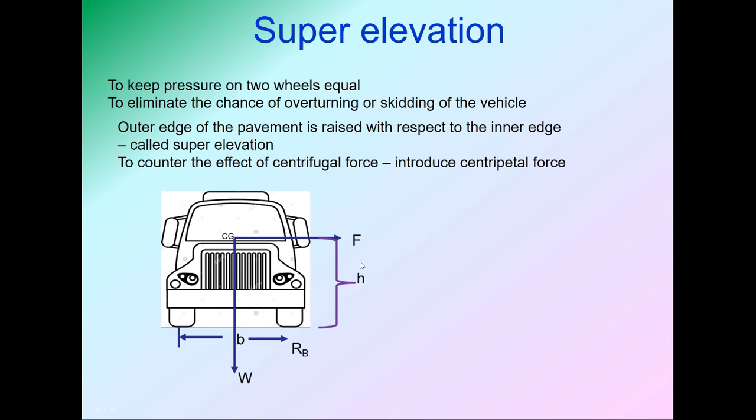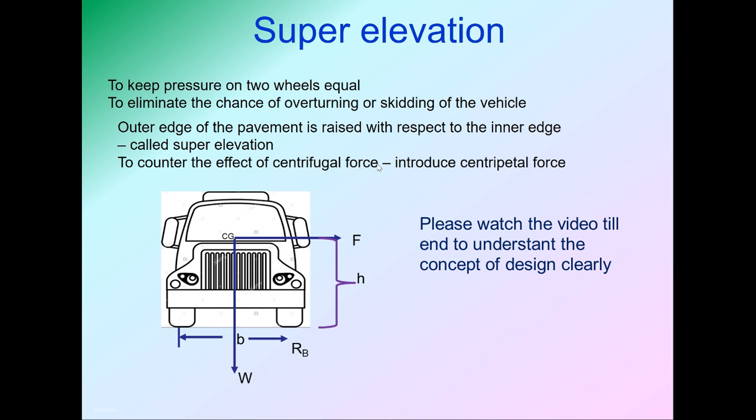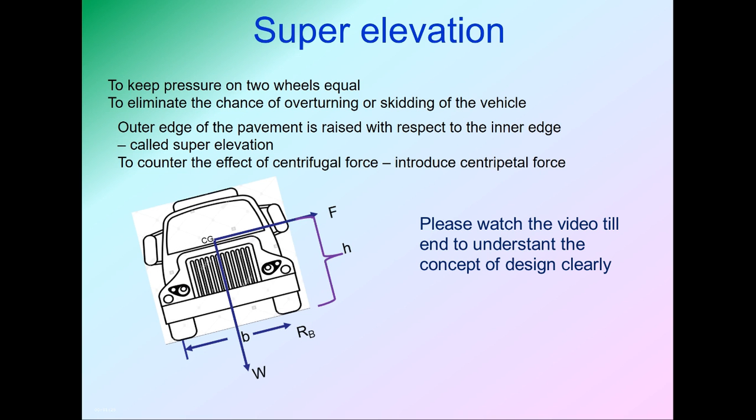Now, to counter the effect of the superelevation and to keep the pressure on two wheels equal, we raise the outer edge of the pavement with respect to the inner edge, and that is called the superelevation. The basic objective of providing superelevation is to counter the effect of centrifugal force. And for that, we introduce centripetal force by tilting the vehicle by a certain amount like this.